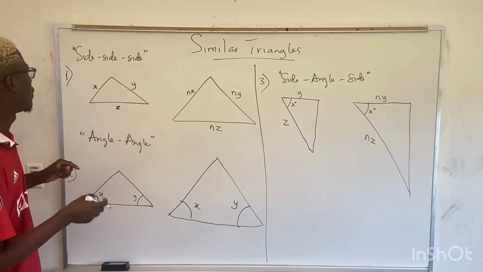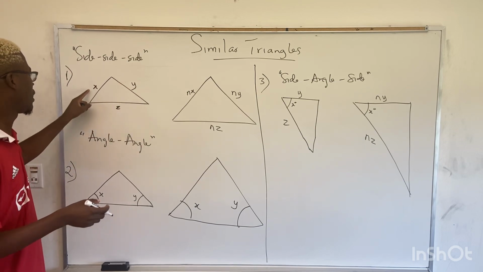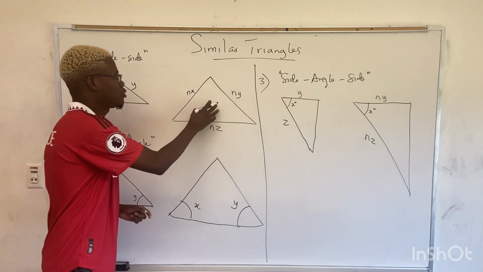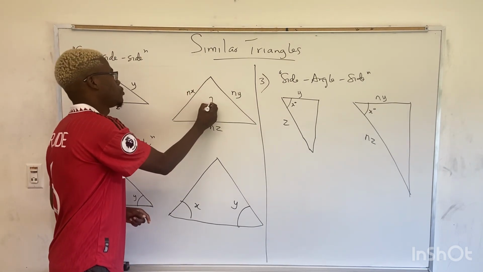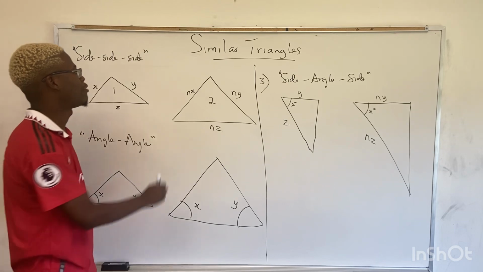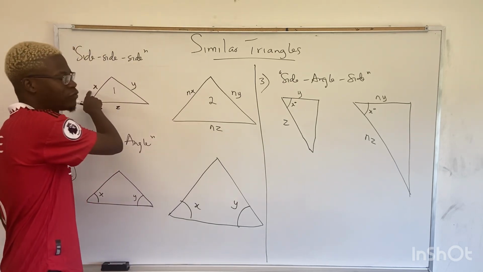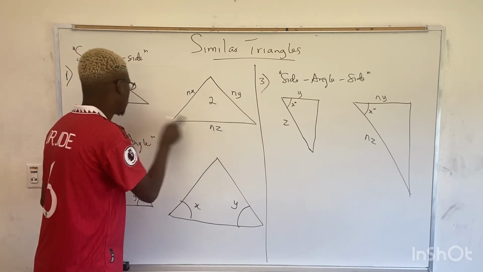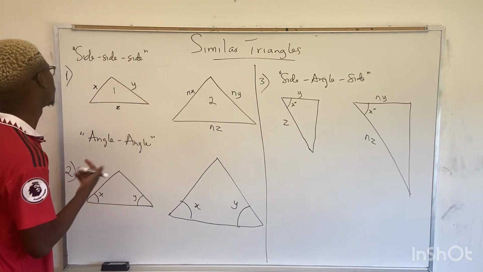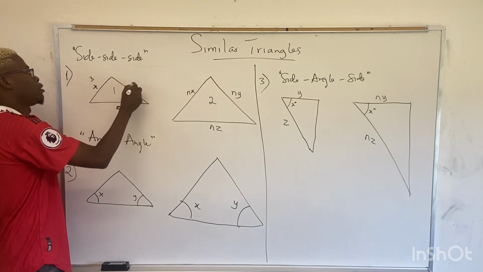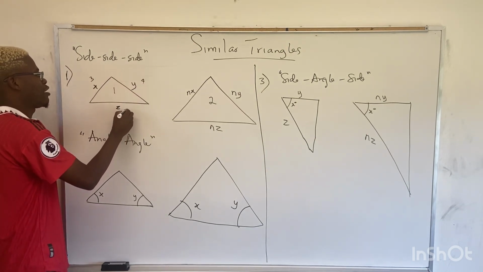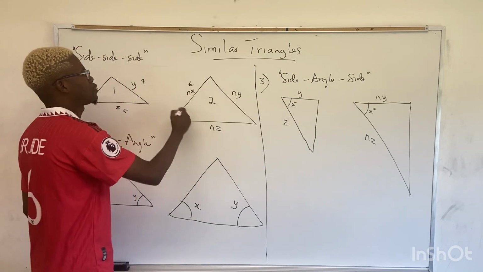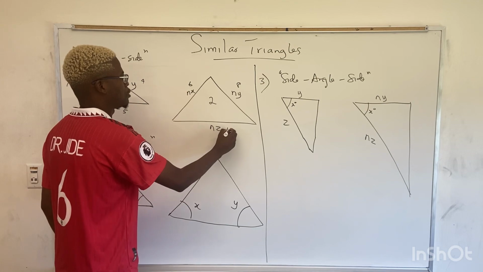What do I mean? If you look at this triangle, it has sides X, Y, and Z. Let's call this one triangle 1 and the other one triangle 2. In triangle 2, you have NX, which is a multiple of X, NY, which is a multiple of Y, and NZ, which is a multiple of Z. So, for example, say X is 3, Y is 4, and Z is 5. Then you have another triangle that has maybe 6, 8, and 10.